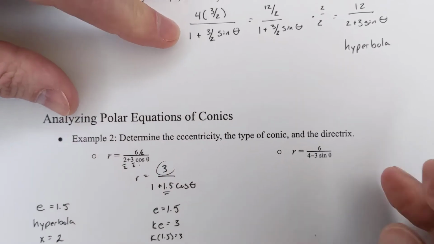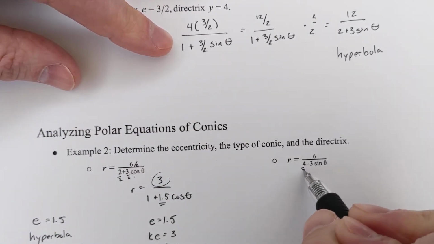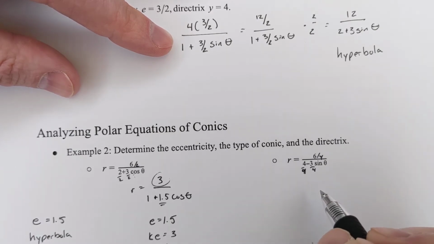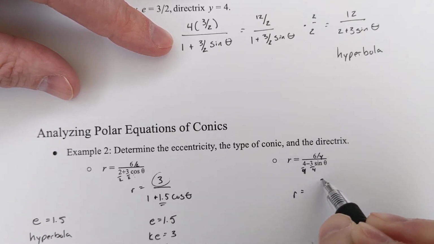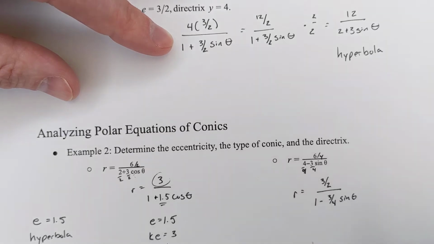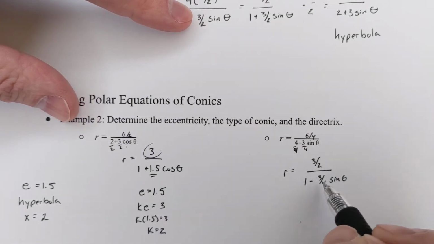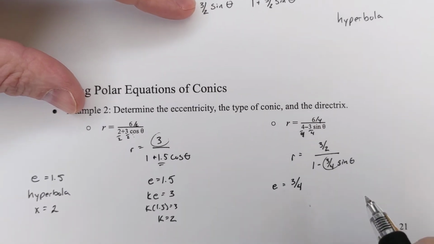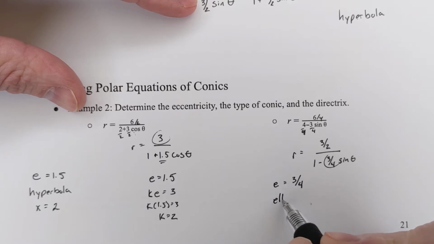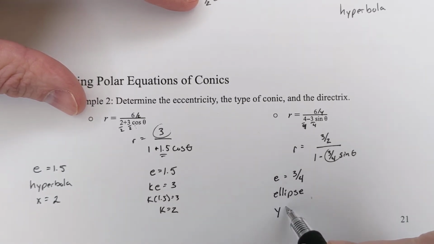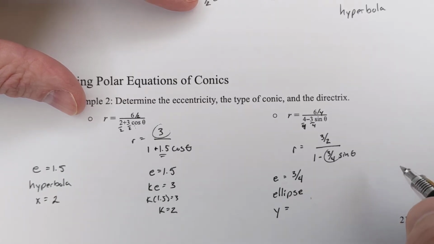There you go. So over here, we have to divide everybody by 4 to turn that lead term into a 1. So we get r equals 3 halves over 1 minus 3/4 sine theta. So that's our eccentricity. Less than 1 means that this is an ellipse. This is sine, so my directrix is y equals, oops, can't do it yet.